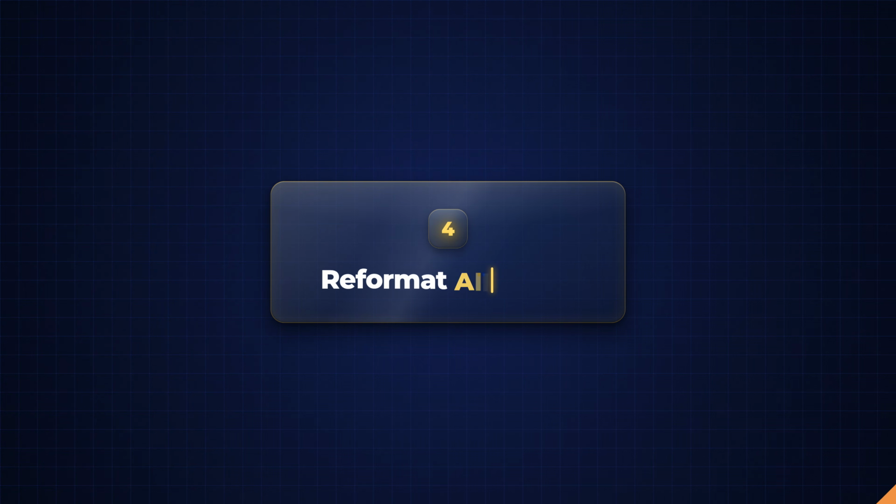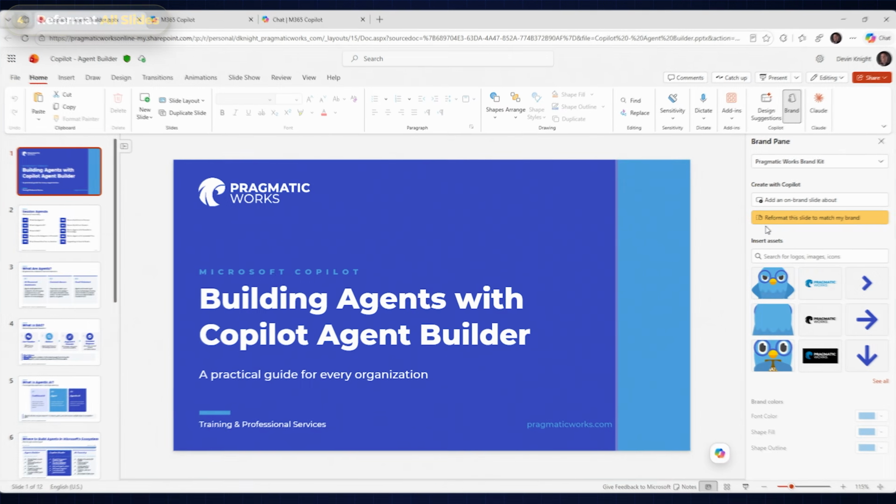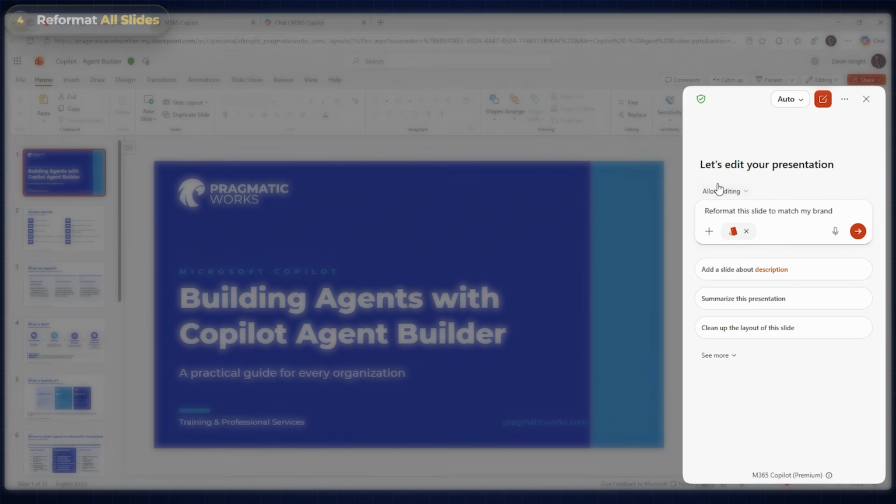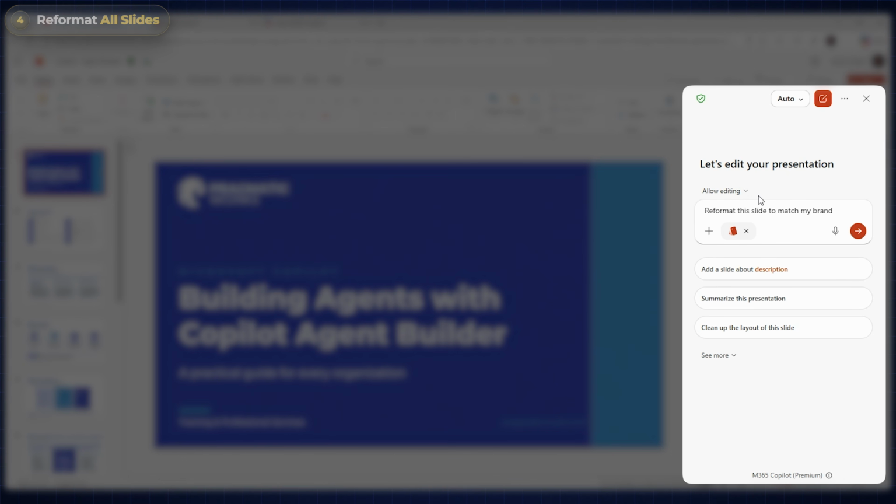Now we'll go back, and what I'd like to do is reformat this slide to make sure it matches my brand. So I'll select that option. You'll notice, by the way, when you select that, it pops you over into Copilot for PowerPoint.